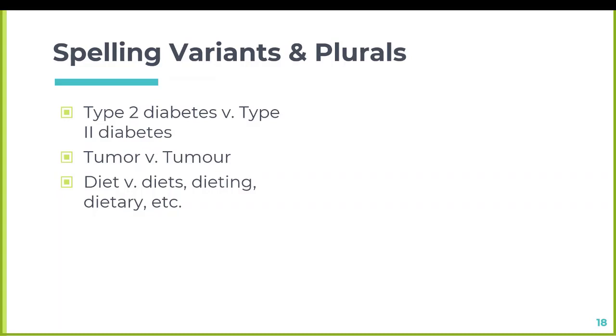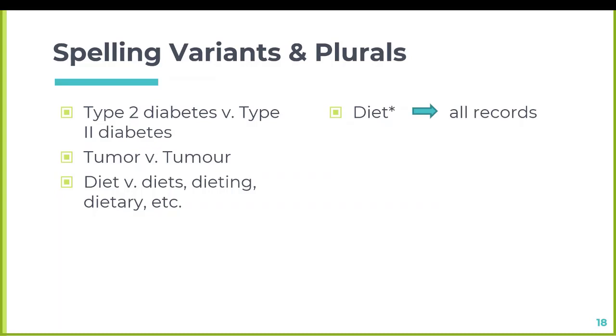So by using the truncation or wildcard symbols, this is going to help you search. An example could be diet with an asterisk, and that's going to be the truncation wildcard symbol. And this is going to retrieve all the records. This is going to include diet, diets, dieting, dietary, just everything you can think of.